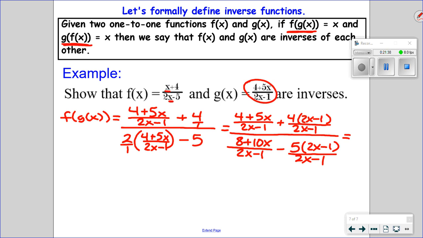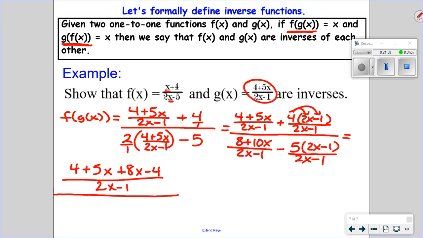Now that we have our common denominators, we'll just add our numerators. So I'll have 4 plus 5x, and if it's okay, I'm going to go ahead and distribute that 4. So I'll get plus 8x minus 4, all over 2x minus 1. And then in my denominator, I'll have 8 plus 10x minus 10x plus 5, all over 2x minus 1.